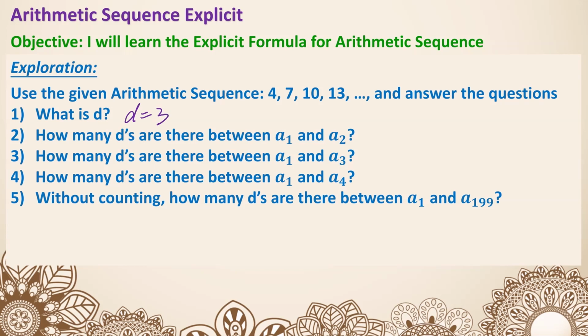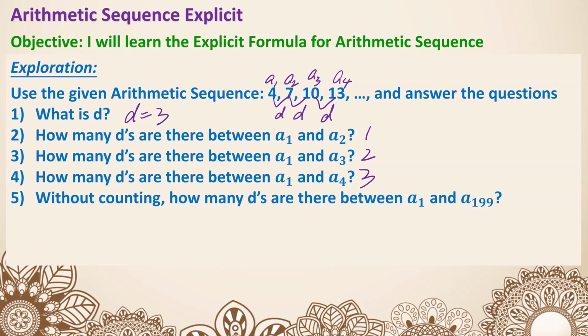Next question is, how many d's are there between a sub 1 and a sub 2? Well, a sub 1 is 4, a sub 2 is 7, so there's just one difference. So 1. How many differences are there between a sub 1 and a sub 3? So this is a sub 3. And if we keep adding the d, there are 2 of them. And then if we're trying to get to a sub 4, that's going to be 3 of them.